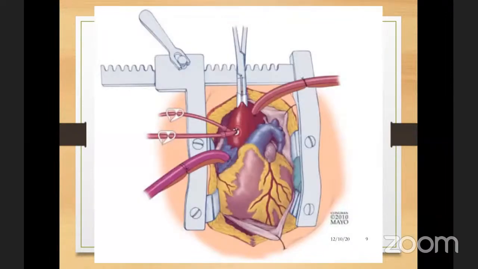So on-pump CABG is done by standard median sternotomy, with the arterial line in the ascending aorta and venous drainage through the right atrium. Bicaval cannulation can be used in case of a concomitant procedure like mitral or other valvular or tricuspid surgery.